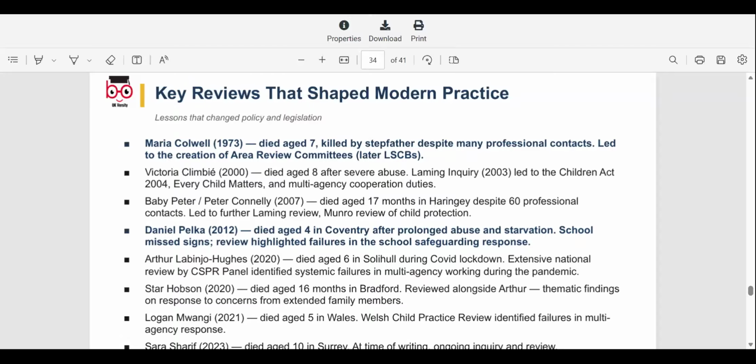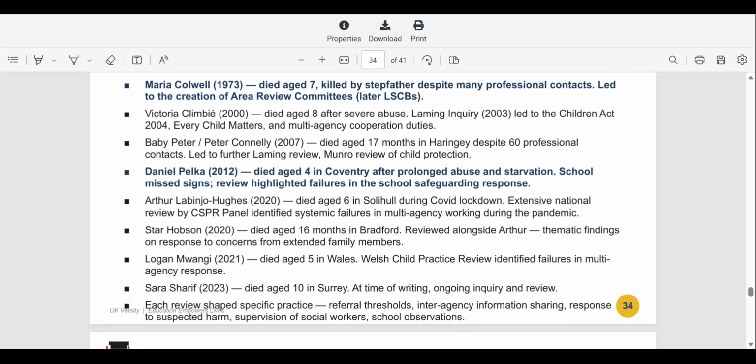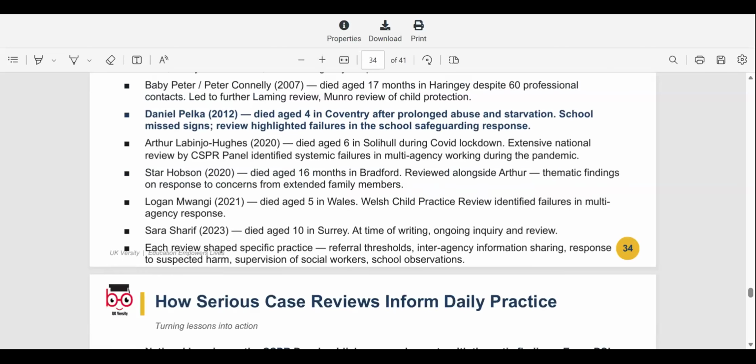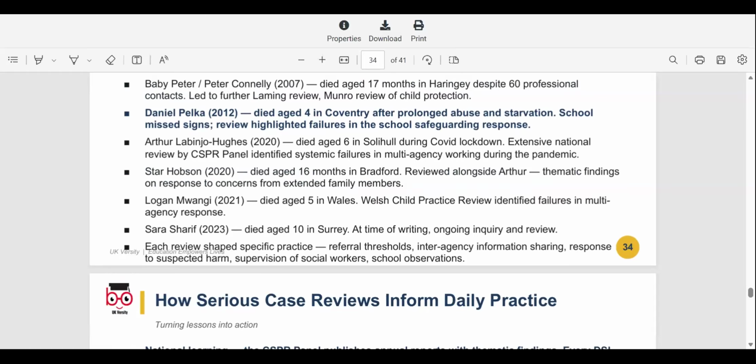You've got Daniel Pelka, who died at age 4 in Coventry after abuse and starvation. Arthur Labinjo-Hughes died at 6 in Solihull during COVID. And then Star Hobson as well, the girl that I was talking about, died in Bradford, reviewed alongside Arthur. There were thematic findings as a response by extended family members. Then you had Logan Mwangi, died at 5 in Wales. Sara Sharif, quite a recent one, died at 10 in Surrey.